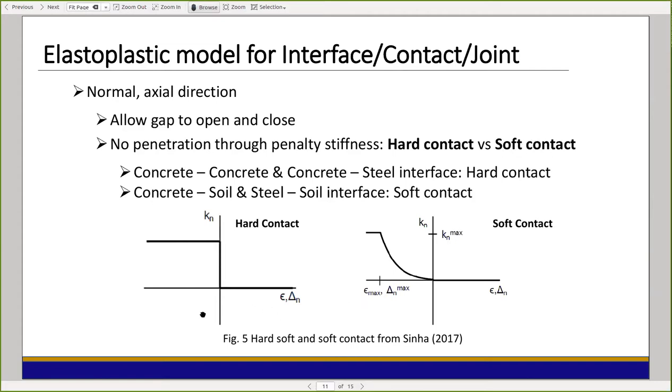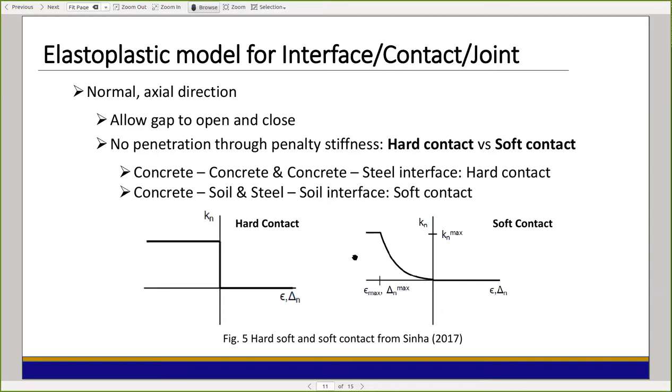As you can see here is the penalty stiffness for the hard contact. So when the gap is open, we do not have any stiffness, and when the gap is closed, we will have a constant penalty stiffness. And this type of hard contact behavior can be used for modeling of the concrete to concrete or concrete to steel interface.